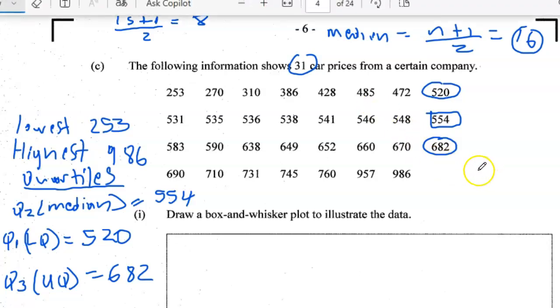Another way of getting a lower quartile, a formula we use is n plus 1 over 4, where n is the amount of values in the data set, 31. 31 plus 1, that's 32, divided by 4, that's 8. So the lower quartile would be the 8th number in the data set, that's 520.